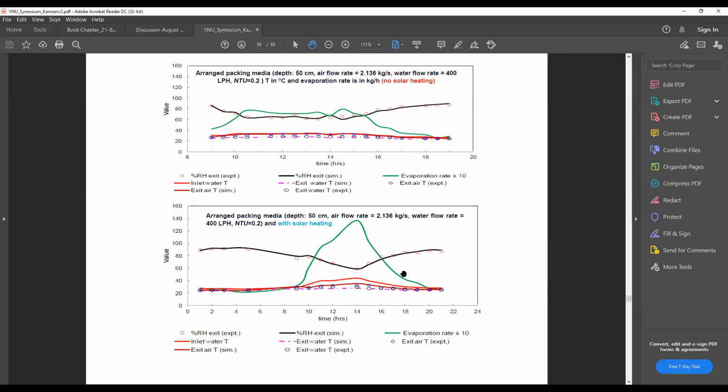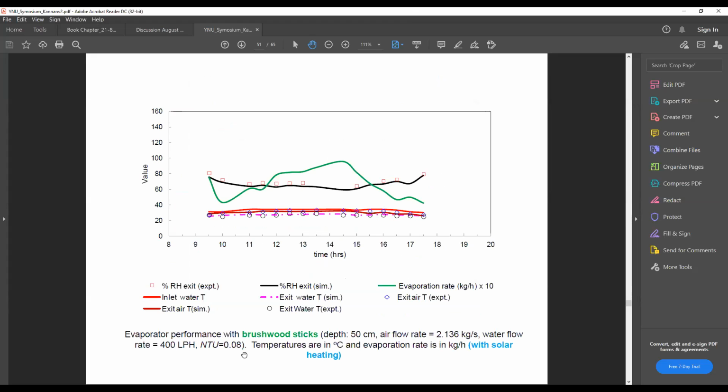And you can see that these are the experimental data. And for example, the exit air temperature, the exit water temperature, all these things were predicted and also measured, and there is a good match between the experimental data and the model predictions. And this is one of the best scenarios where we are using synthetic packing media. But when you use brushwood sticks, local vegetation as the packing media, you find that the evaporation rate, even with solar heating, drops from about 140 to 100 kg per hour.